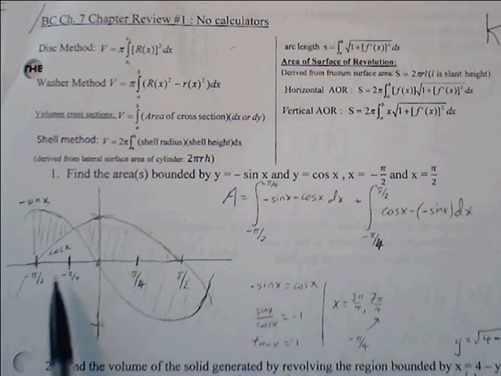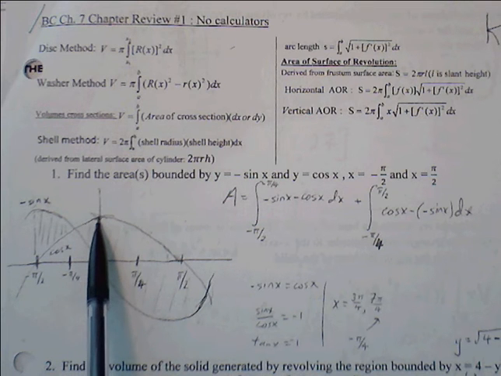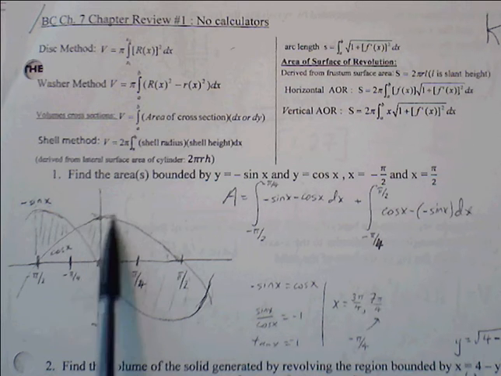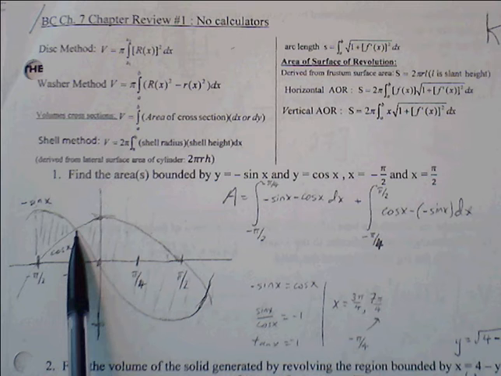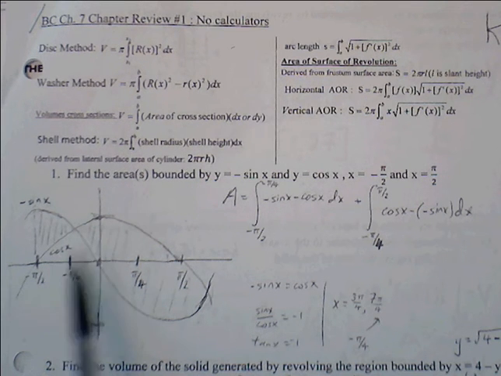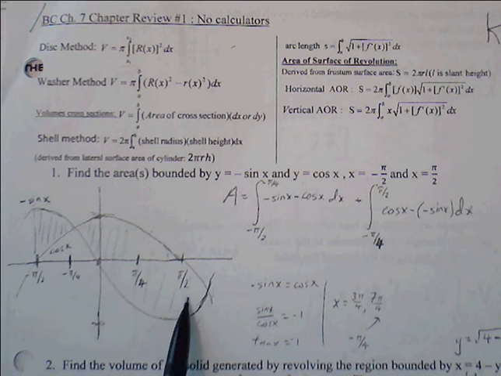We have also y equals cosine of x, which has y-intercept at 1, and will cross also with the negative sine of x at negative pi over 4. We're trying to find the area bounded between negative pi over 2 and pi over 2.